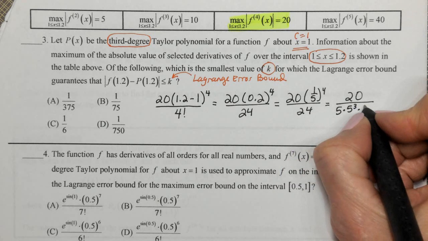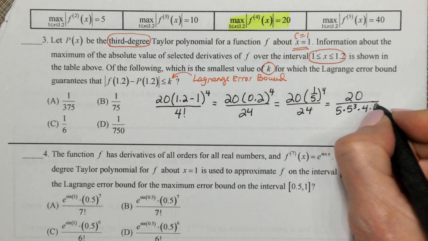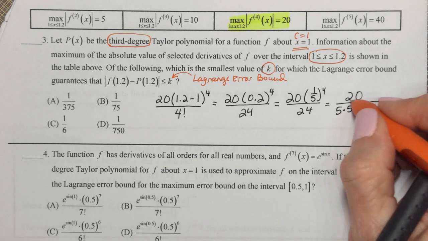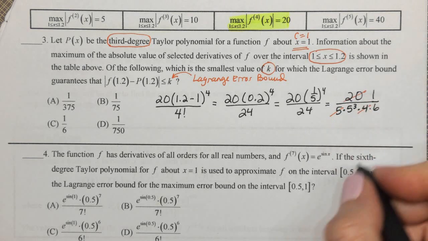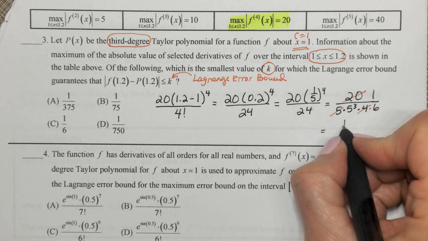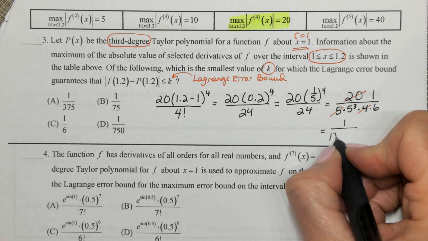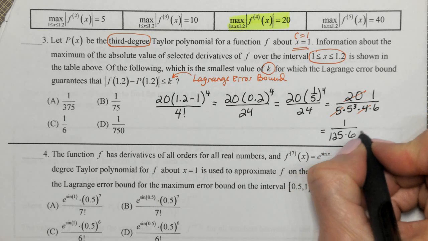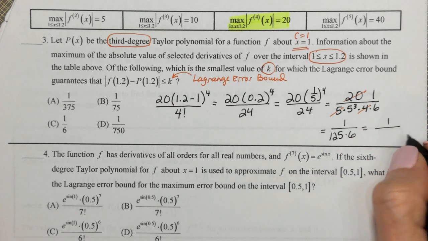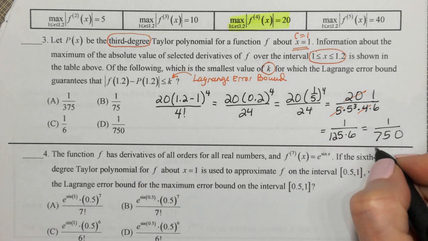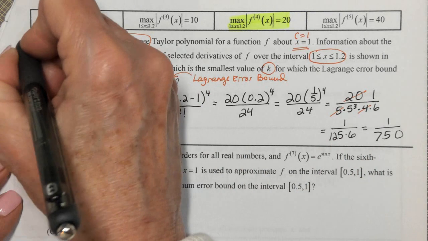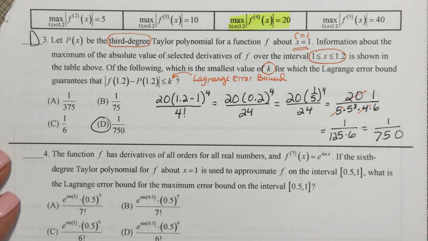And then 24 is 4 times 6. And now I can reduce this: 20 is 5 times 4, leaving a 1 up on top. So we have 1 divided by 125 times 6, which is 1 over 750. Okay, D. Alrighty.